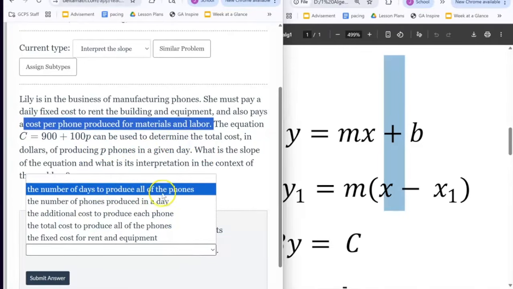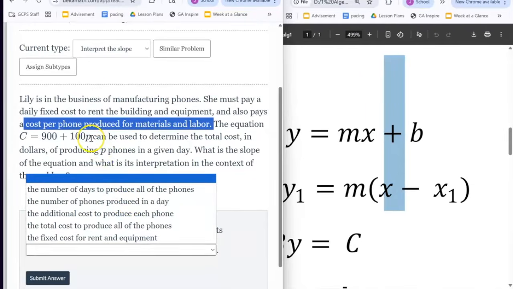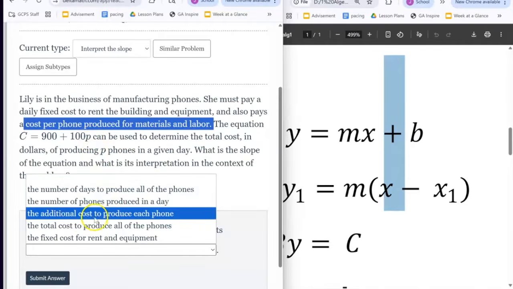The number of days to produce all the phones. No one talked about the number of days. The number of phones produced in a day. Nope. That's not what that means. P is the number of phones that she's producing per day. The additional, that's what it is. The additional cost to produce each phone.